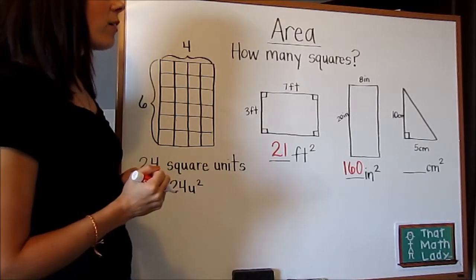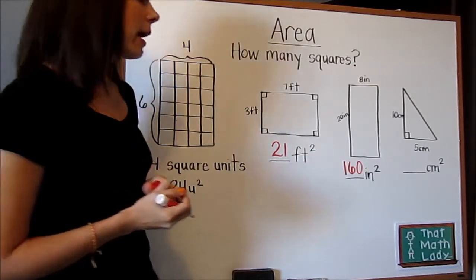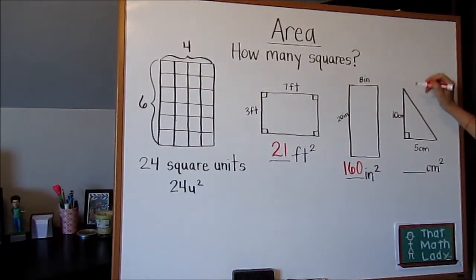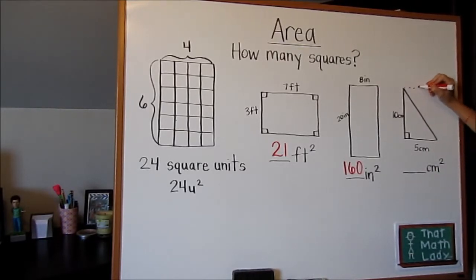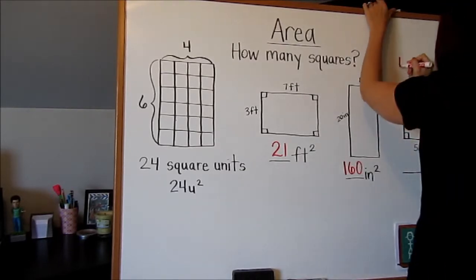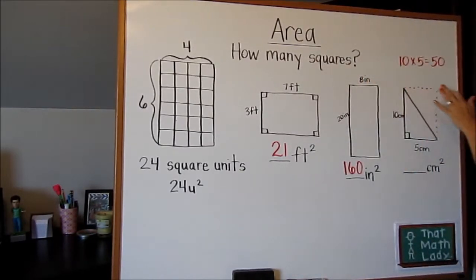Now to find the area of a right triangle, you can do the exact same thing and just add one more step. Right here I have a right triangle, and my 2 legs are 10 centimeters and 5 centimeters. So you're going to start off by finding the area as if it were a rectangle or a square, in this case a rectangle. And the area, if this was a full rectangle, would be 10 by 5, and 10 times 5 is 50. So if it was a full rectangle, my area would be 50 centimeters squared.